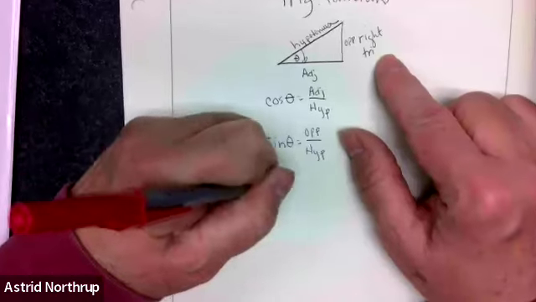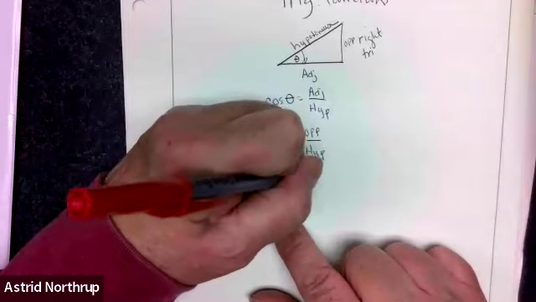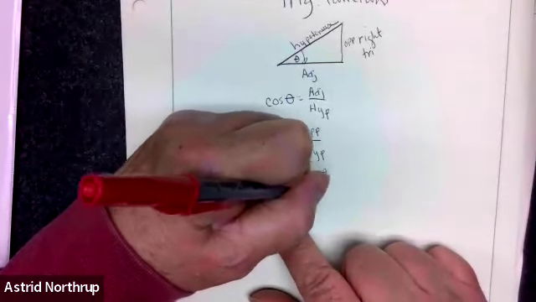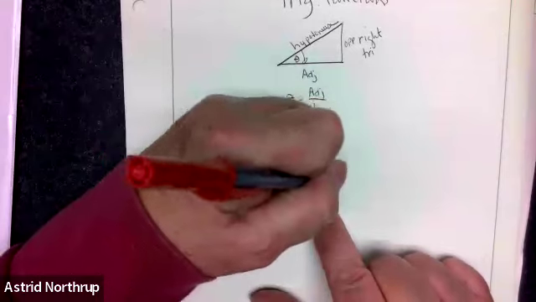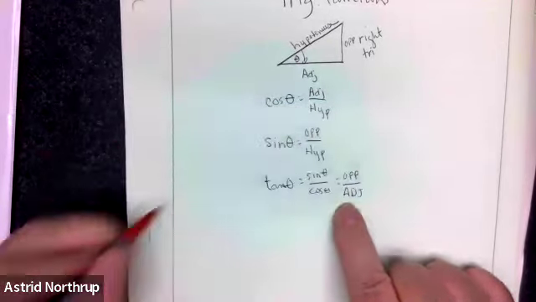And you usually won't need this, but the tangent is equal to the sine of an angle over the cosine of that same angle, which is the opposite over the adjacent.